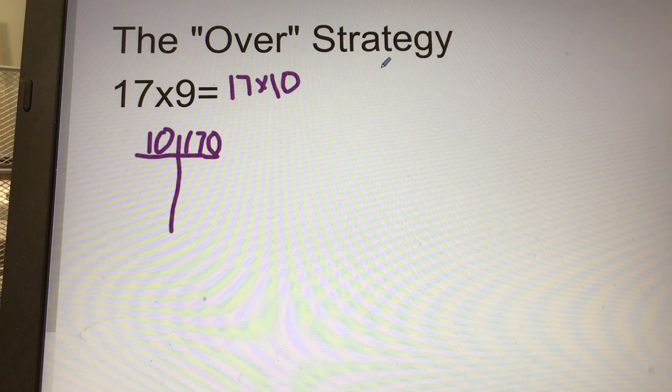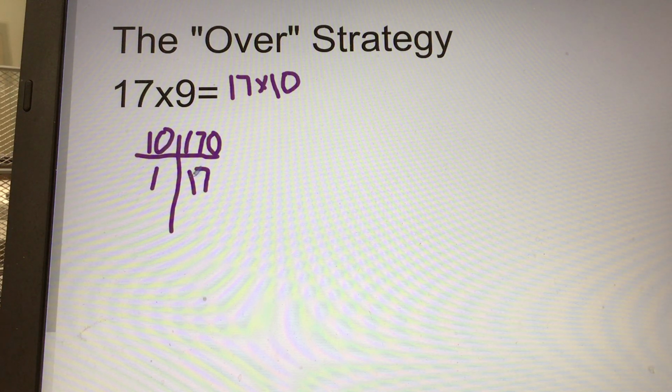Now I'm thinking about what that over means. I'm looking at my 9, and 10 is 1 over that 9. So if I have 1 over, that means I have one extra group of 17. So 1 times 17, that's an easy one, is 17. Okay?